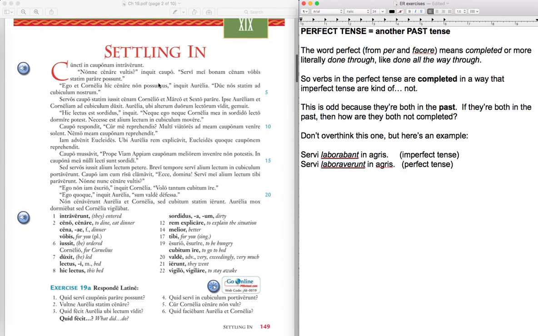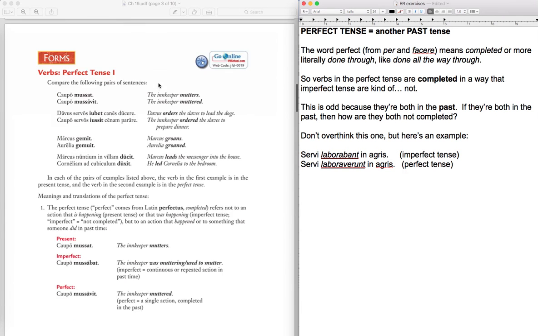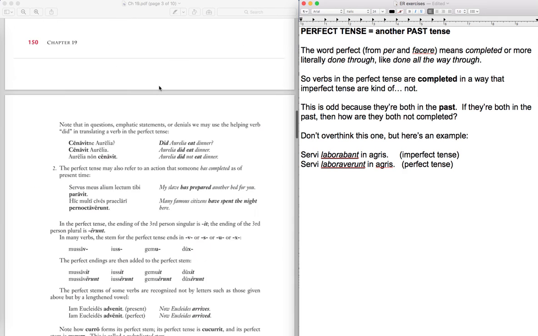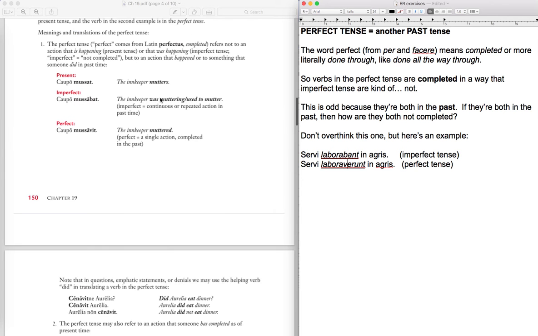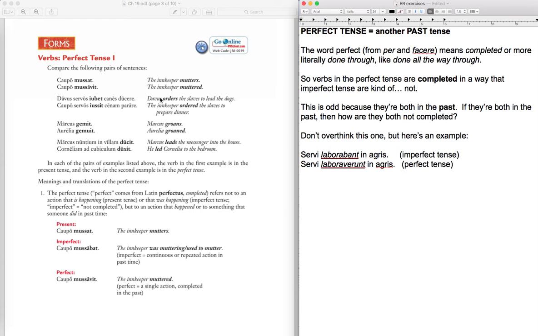And you should read carefully page 150 into page 151, just to get a sense of not only how to recognize perfect verbs. You can see that some new letters show up here, or sometimes the form changes entirely. This will be clarified in the future. And it's not a perfect science, but notice for now that there is a difference between musat, which means mutters, and musavit, which means muttered.